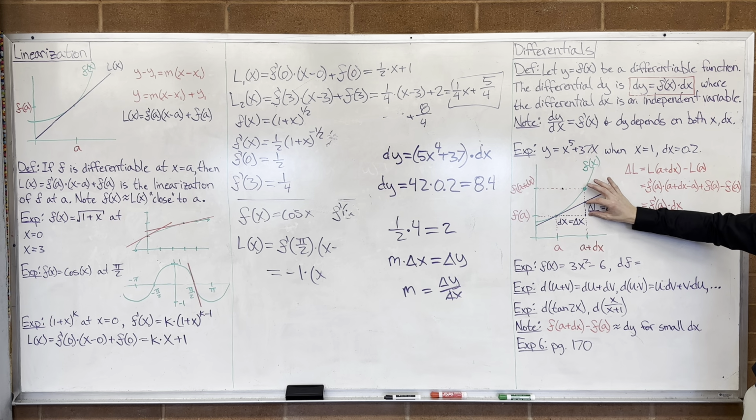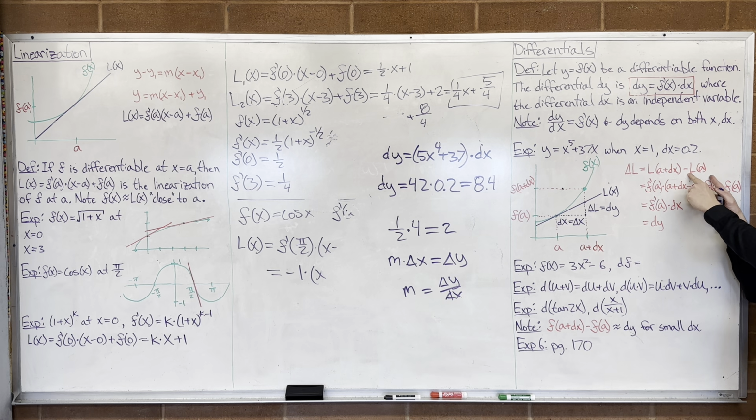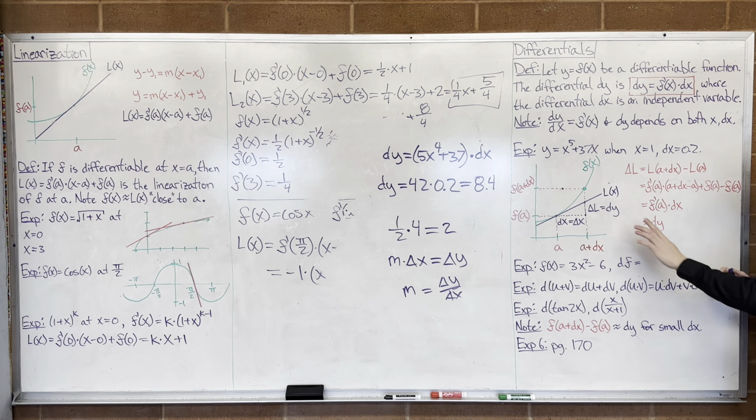I'm going to show that delta L, the change in the height of our linearization, is dy. So what is delta L? What is our change in height? It's our height at this point minus our height at that point. It's the height at a plus dx minus the height at a. That's delta L. Good so far? Now, blindly plugging into our function.